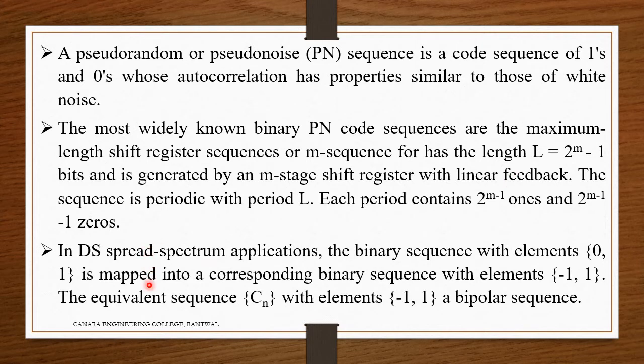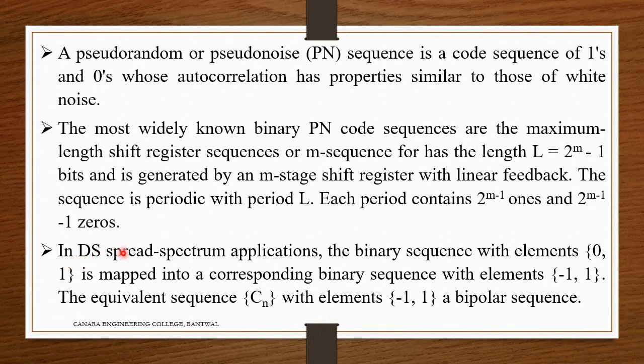The sequence is periodic with a period L, and each period contains 2 to the power of m minus 1 ones and 2 to the power of m minus 1 minus 1 zeros. For example, if you have a length of 7, then the number of ones will be 4 and the number of zeros will be 3. So the ones are one more than the zeros.